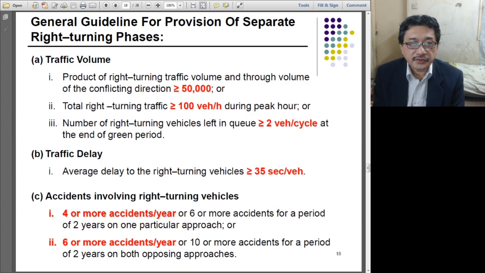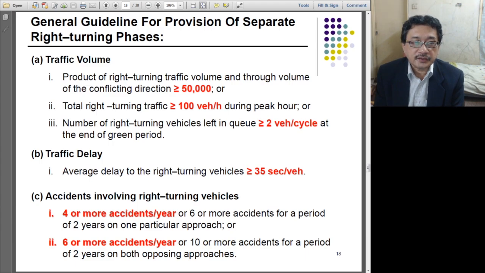First is the traffic volume. The product of right-turning traffic volume and the volume of the conflicting direction must be more than or equal to 50,000. Or total right-turning traffic must be more than or equal to 100 vehicles per hour during peak hour. Or the third one is the number of right-turning vehicles left in the queue must be more than or equal to 2 vehicles per cycle at the end of the green period.